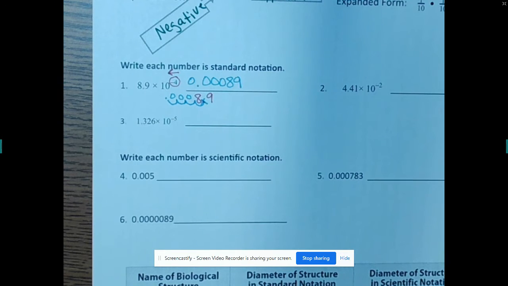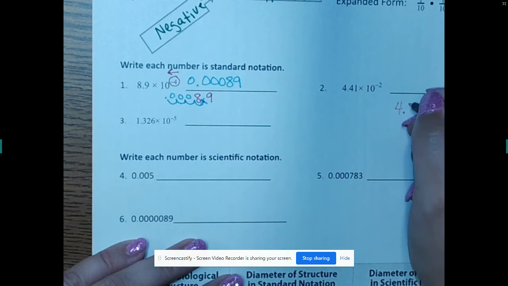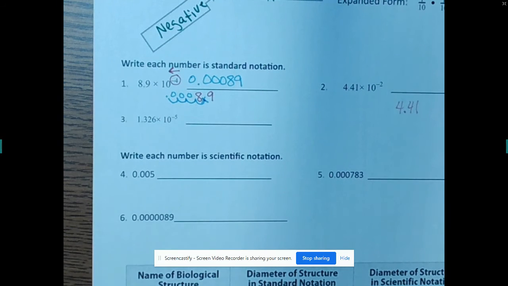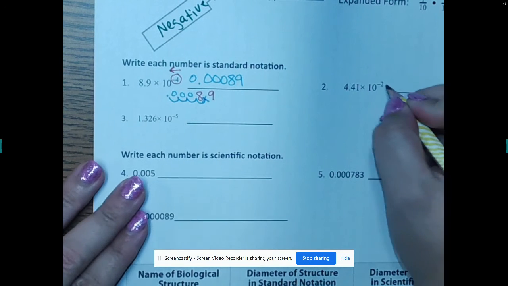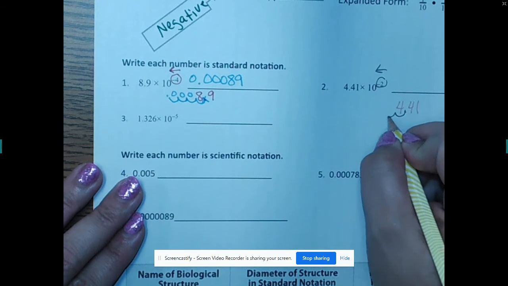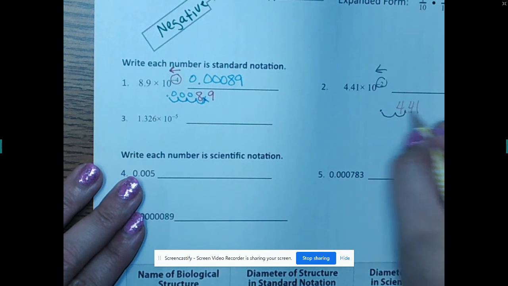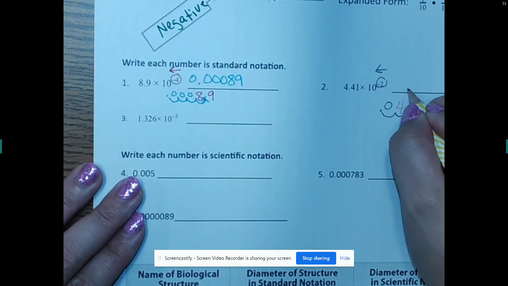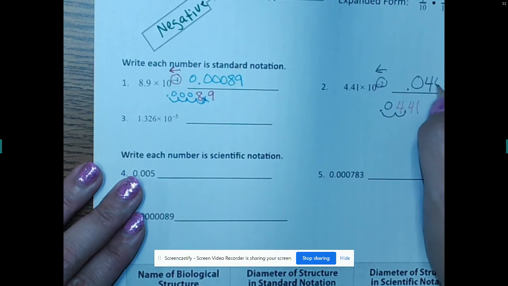All right, the next one, 4.41. Right now, the decimal is between the 4s. Which direction am I going? To the left. How do you know? It's negative. 2 to the left. 1, 2. How many zeros? 1. So it's 0.0441.